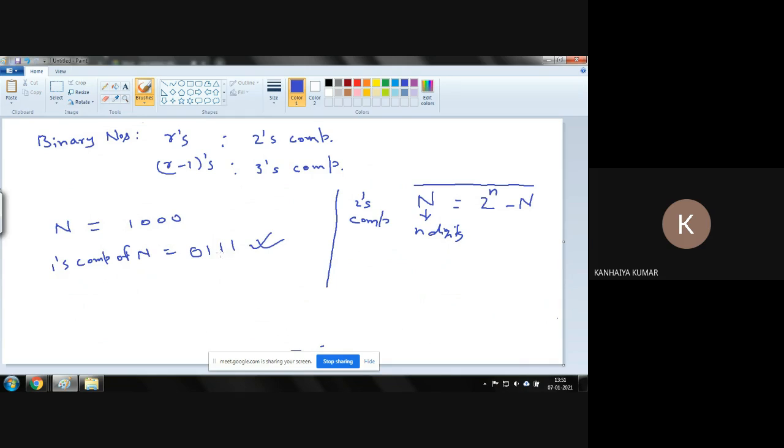So one's complement is very easy. Let's say you have 1110 as the number, capital N. Just finding the one's complement is a very easy task. It will be equal to 0001, because all ones will be converted into 0. So this is our answer, 0001. So one's complement was very easy.